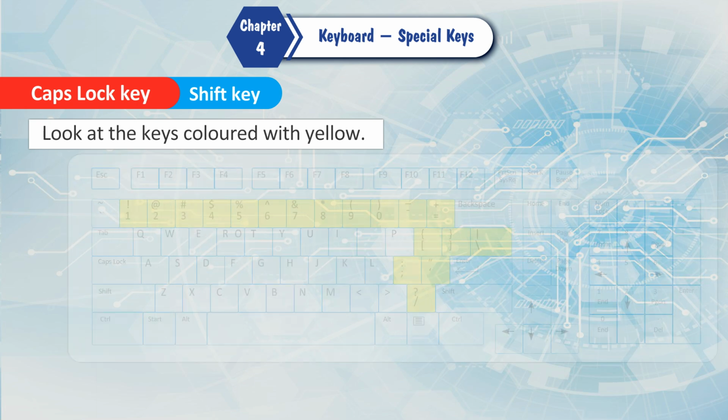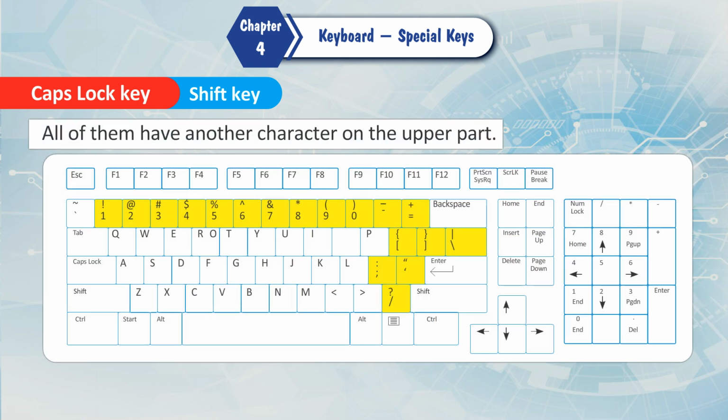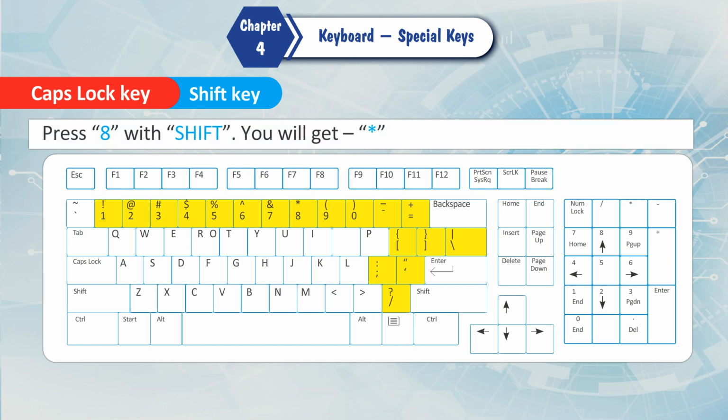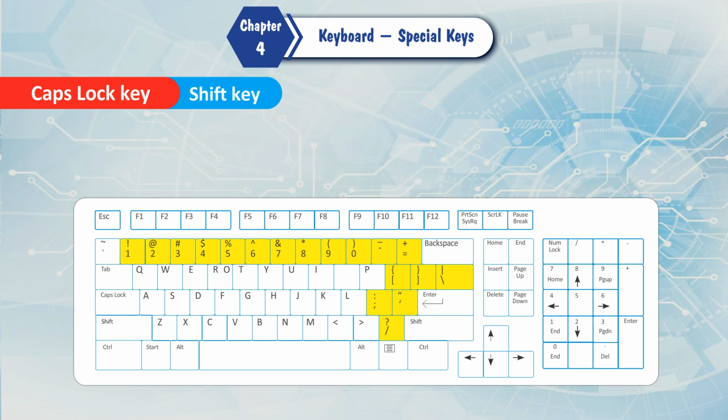Shift key. Look at the keys colored with yellow. All of them have another character on the upper part. When we press these keys along with the shift key, the upper part is typed. Press G with shift, you will get. When you press shift key along with any alphabet key, the alphabet case changes.